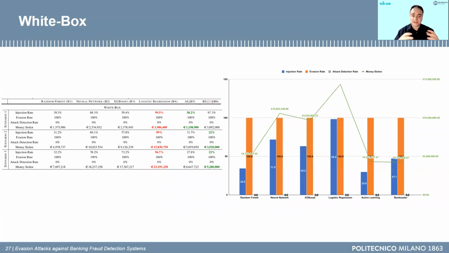Finally, in the white box attack, in which the attacker has complete knowledge of the fraud detector, we can perform a perfect attack with a 100% evasion rate and a 0% detection rate. The most effective attack is obtained again against model B4, the one based on logistic regression, in which scenario 3 leads the bank to a loss of about 23 billion euro. Good performance is instead obtained by the detector B6, Bankseer 1, the one deployed by the bank, that in scenario 2 and 3 significantly reduces the losses of the bank.